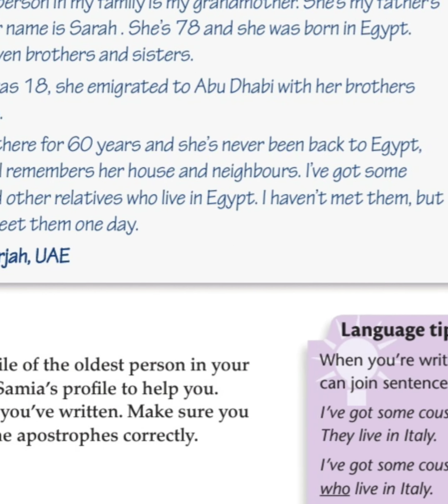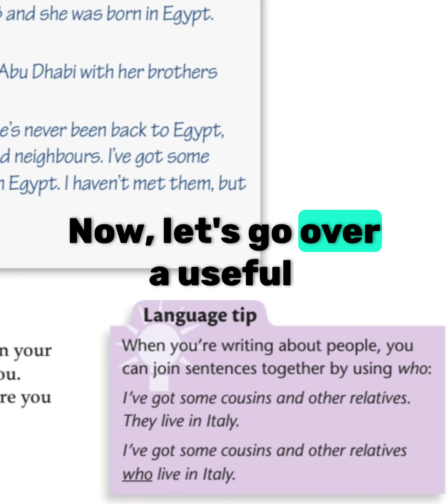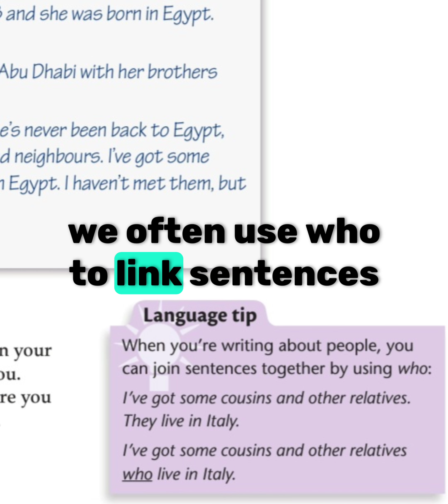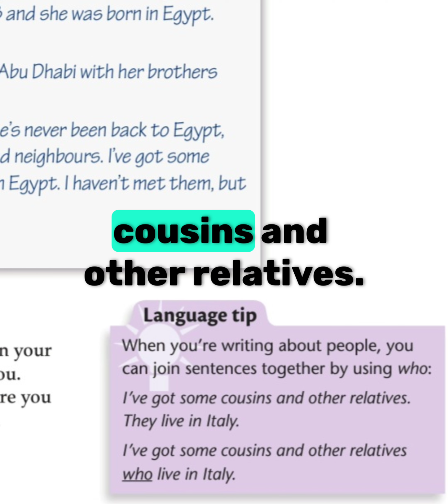Language tip. Using who to connect sentences. Now, let's go over a useful language tip. In English, we often use who to link sentences when talking about people. For example, I've got some cousins and other relatives.